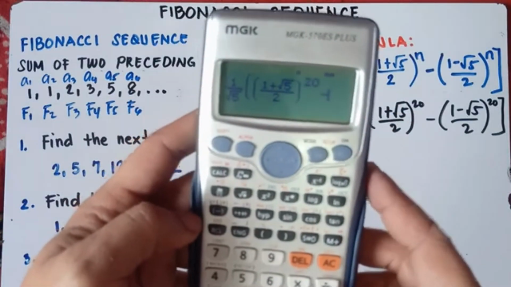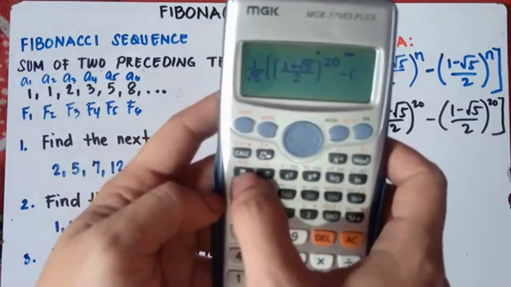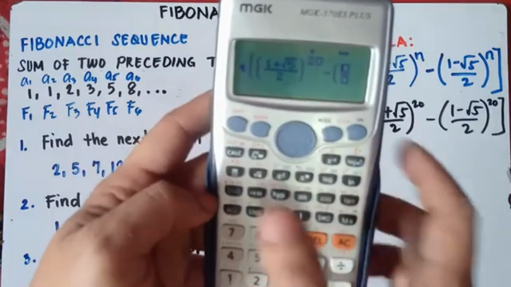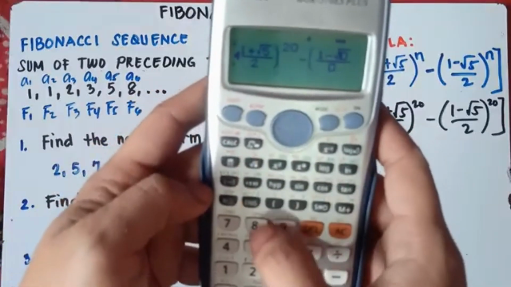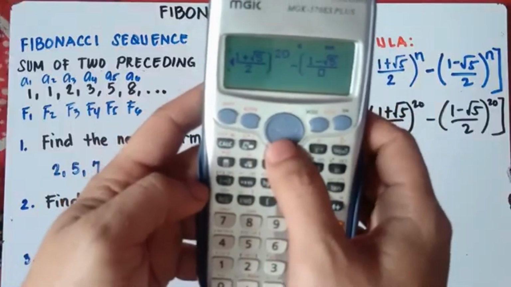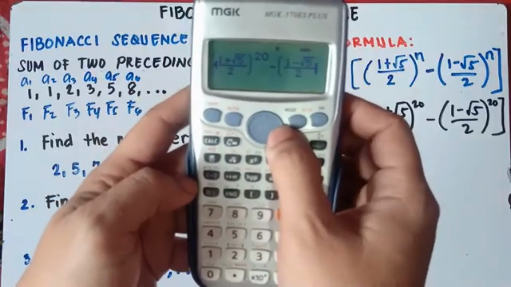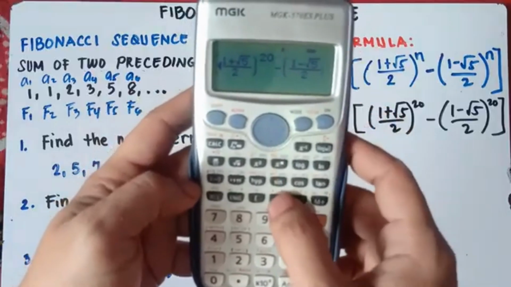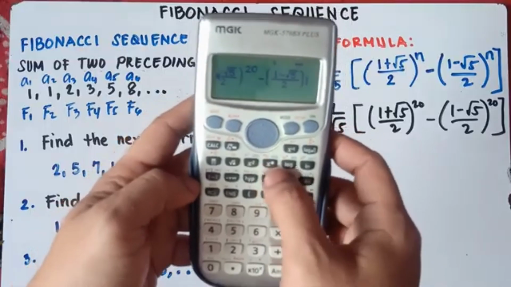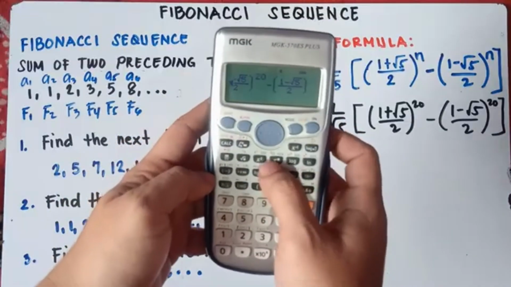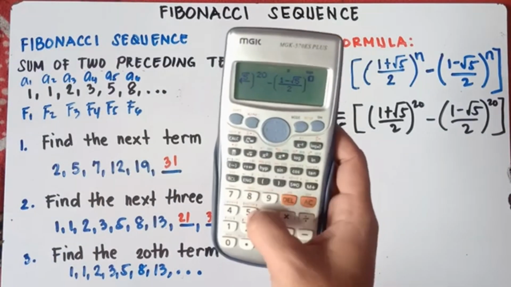Then minus. Then parentheses. Then fraction, this one. And then 1 minus square root of 5. Then you move your cursor to the bottom, 2. Then once again, you put the cursor on the middle part. Then close parentheses. Then raised to the power, the key beside log. I hope you see this one, class. Then 20.